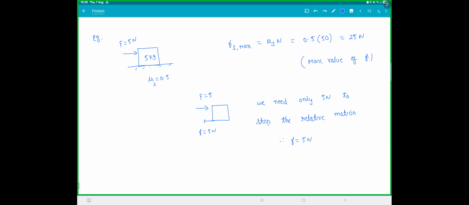Suppose if I apply F is equal to 10 newtons, then what do you think will happen? Then friction will be 10. If I apply F is equal to 23 newtons, then friction will be 23. You're getting it, friction will keep changing its value. If I exceed 25, then friction will come to its maximum.